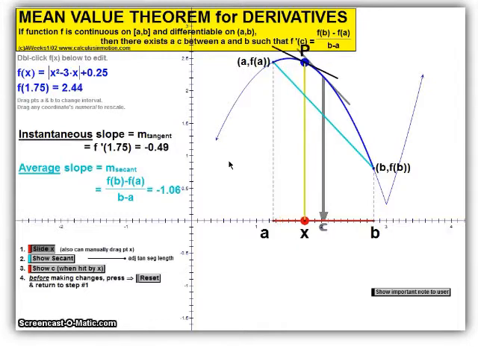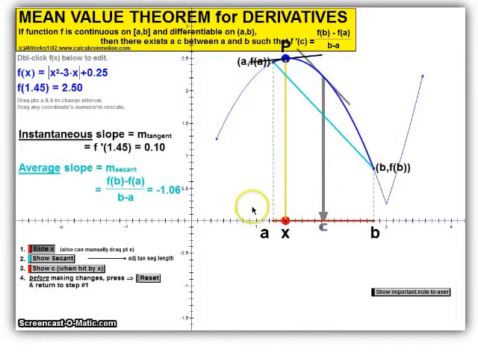So for this skill, we should be able to recognize when the MVT conditions hold, or even when Rolle's theorem conditions hold. And then if they hold true, then we need to be able to find the value of C which satisfies it. And the examples in the notes will show us how to do that.